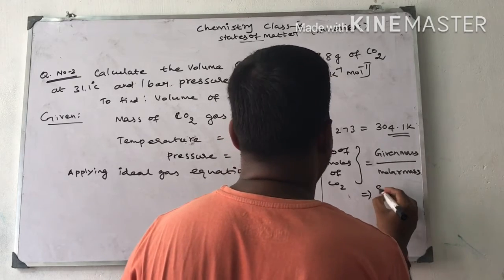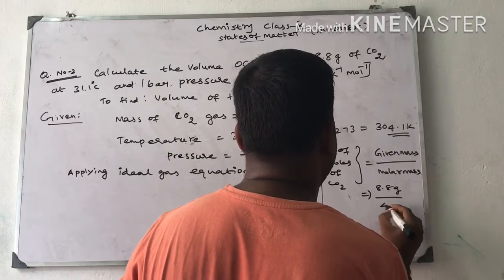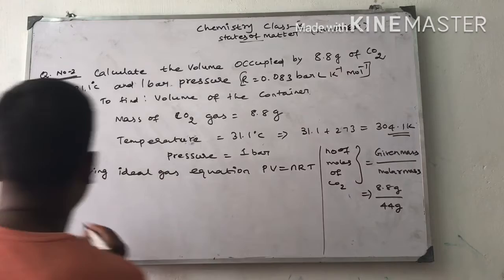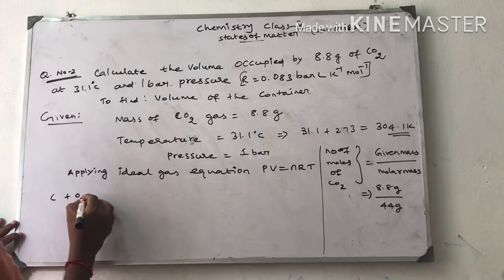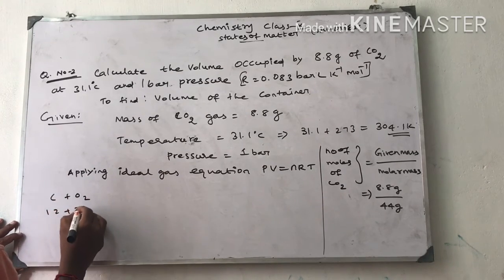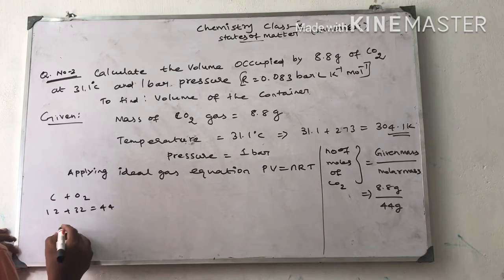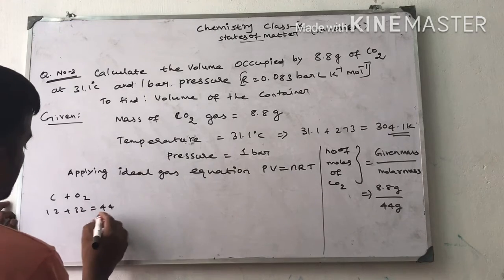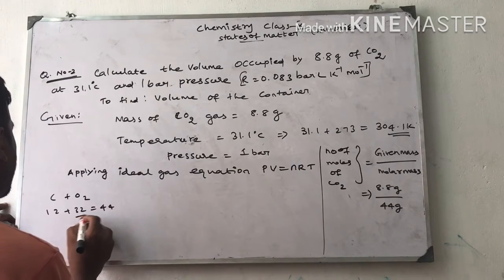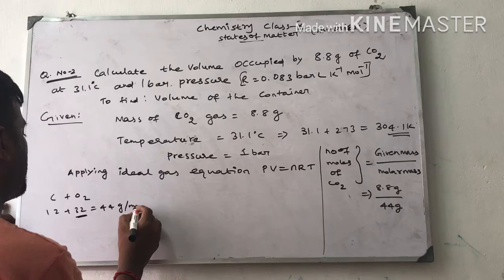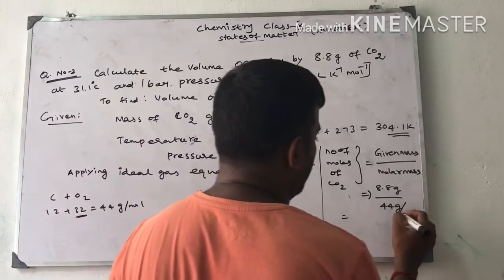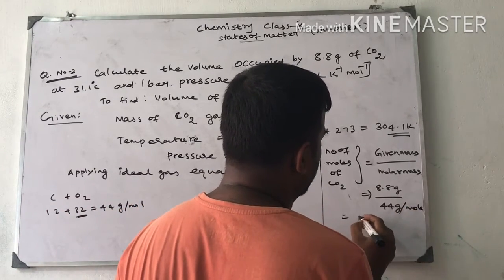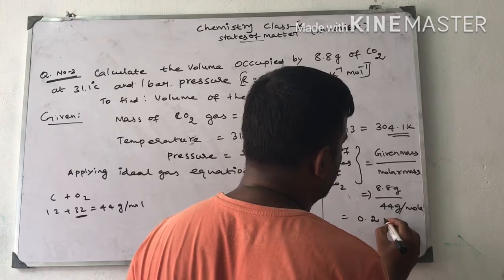What is the given mass? 8.8 gram. What is the molar mass? 44 gram. We know that CO2, C plus O2, 12 plus 32 is equal to 44. Each oxygen is 16, 2 oxygens are there, 2 into 16 is equal to 32. So 44 gram per mole. We get the answer of 0.2 moles.